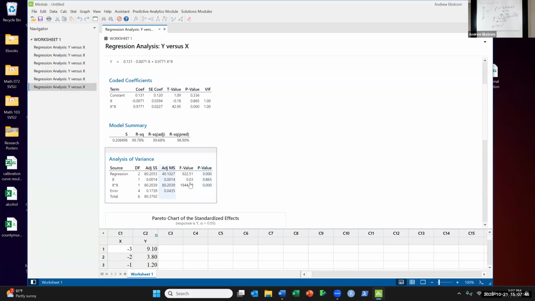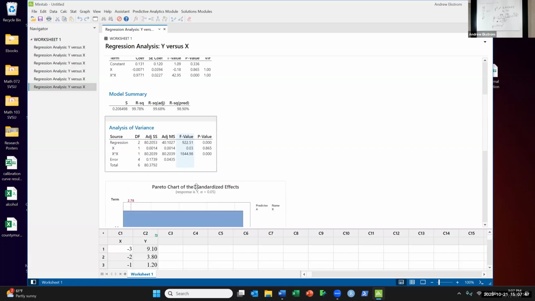Again, look at the ANOVA table, set up the same way as before. So where it says regression here, that's the model that we're dealing with. The stuff that's underneath is just a breakdown of what x is contributing to the model, what x squared is contributing to the model. The error is the error, the total is the total. All the calculations that I had you do for ANOVA still hold up here.